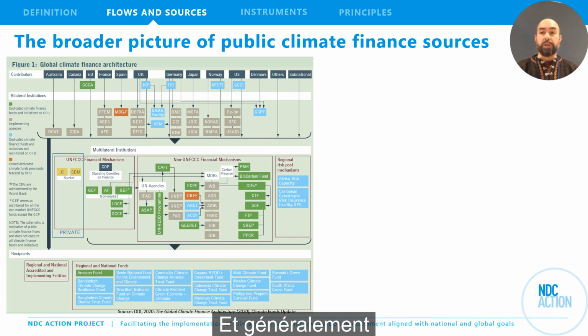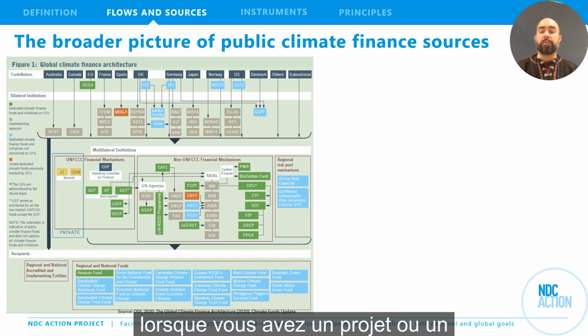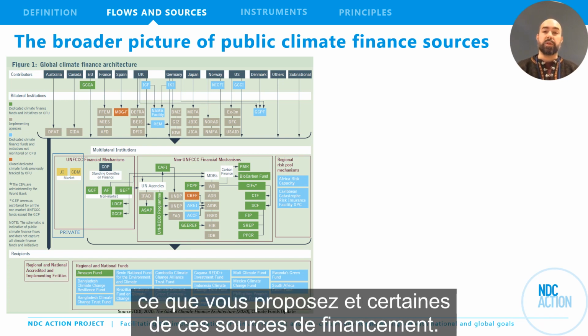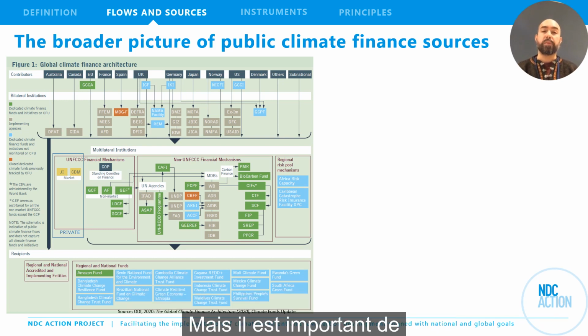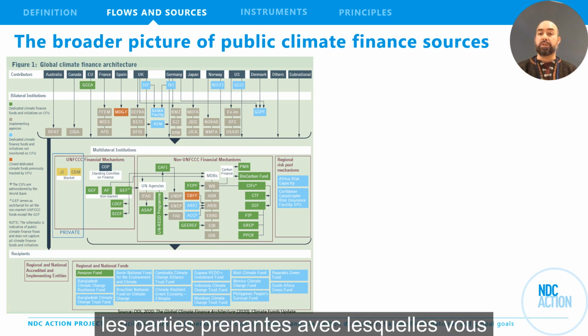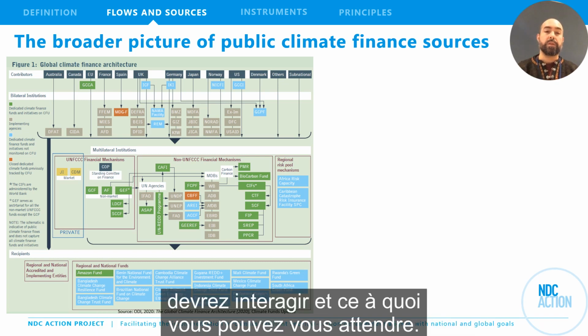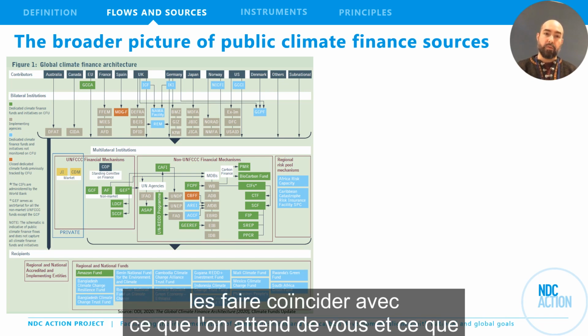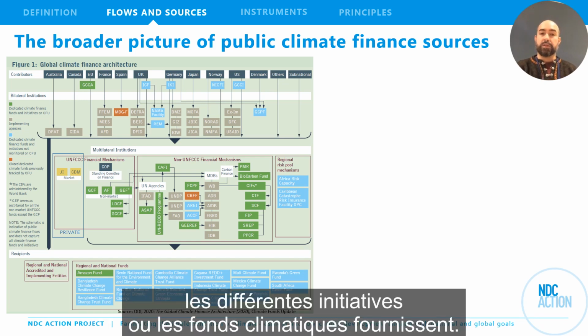And usually, when you have a project or program, you will be able to find a match between what you're proposing and some of these funding sources. But it's important to then delve a little bit more into what the access modality is, potentially which stakeholders you will need to interact with, and what you can expect. So looking at what your needs are in terms of financing and matchmaking with what the different initiatives or climate funds then provide.